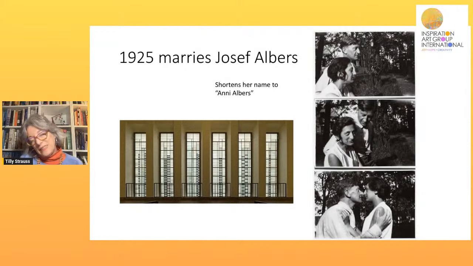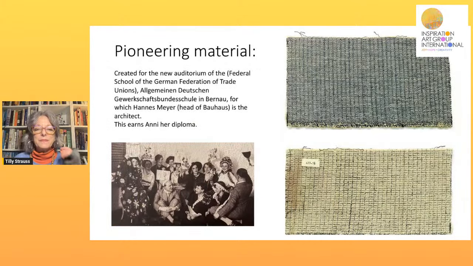They go off to Italy for their honeymoon. And when they return, at this point, the campus has moved from Weimar to Dessau. And they are actually able to live in one of those master houses that Walter Gropius set up. So that's pretty exciting.